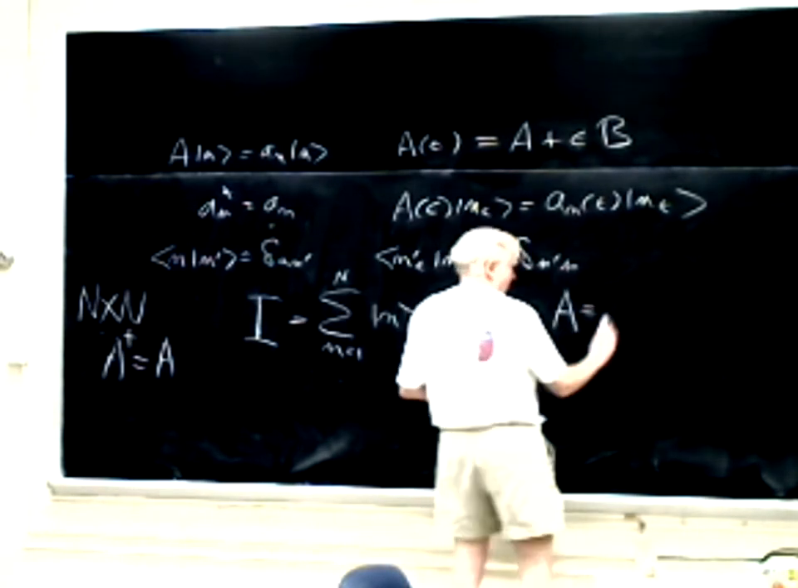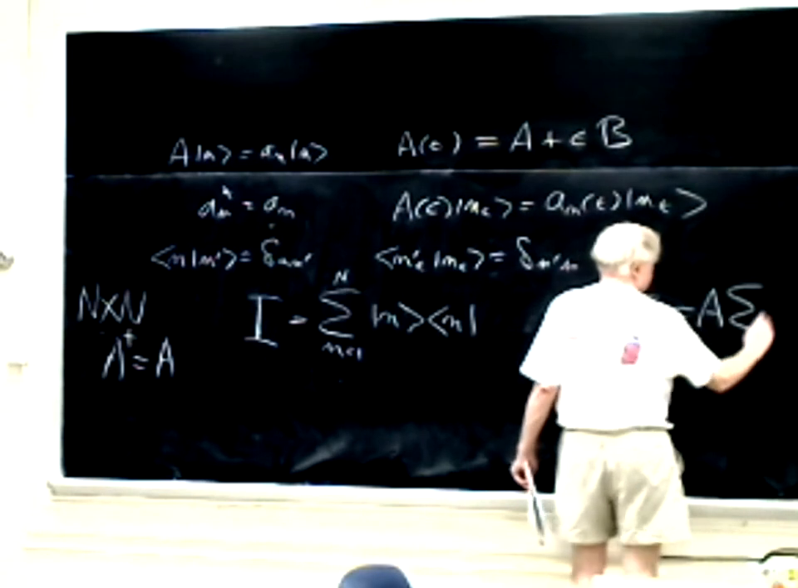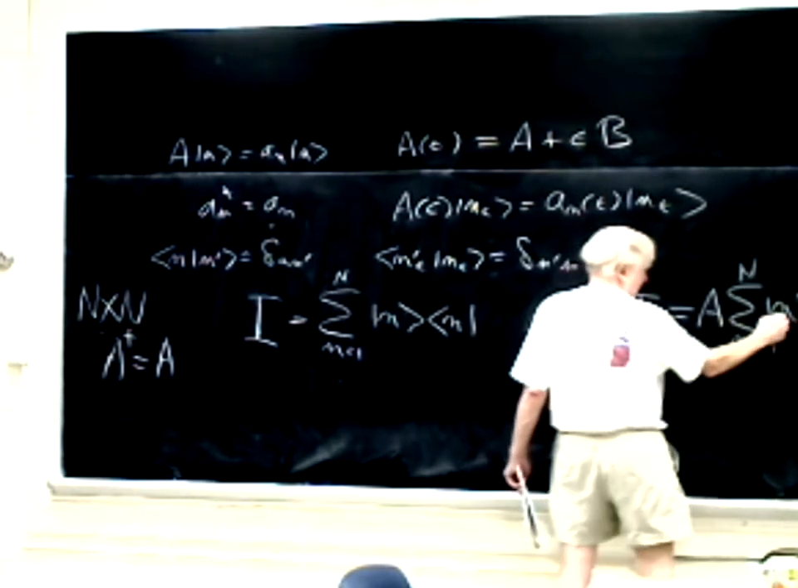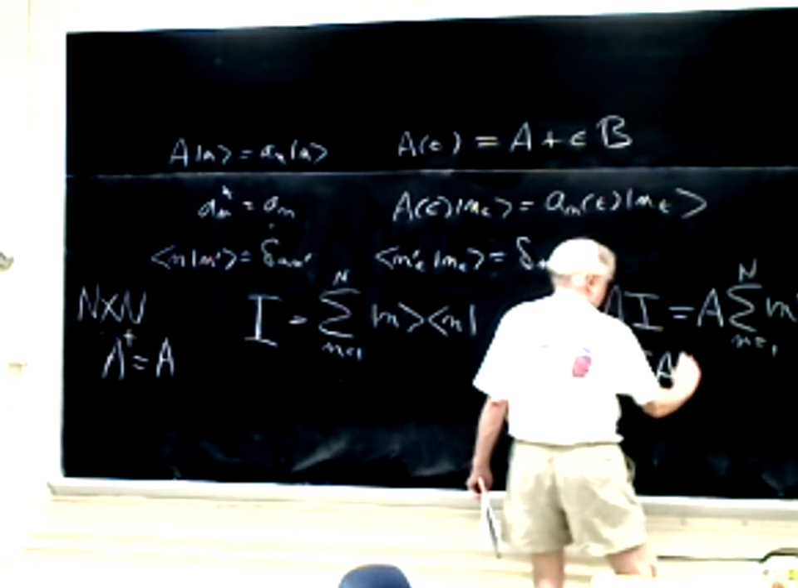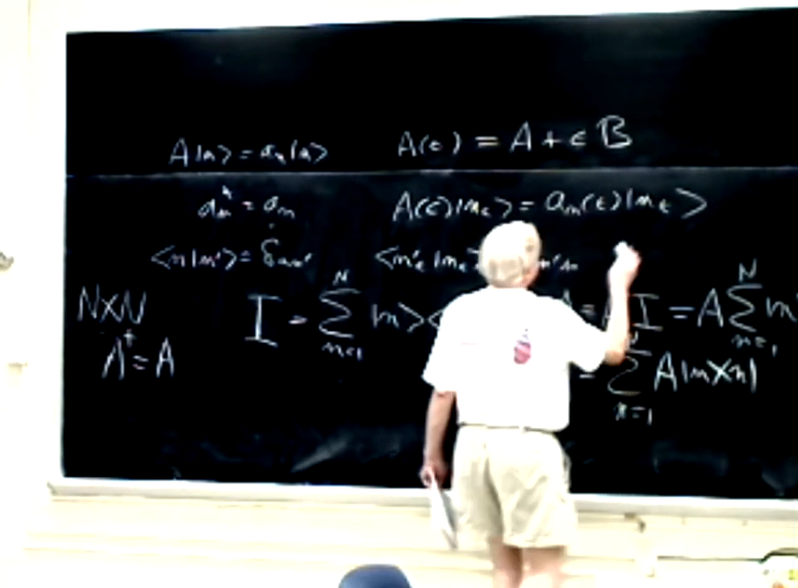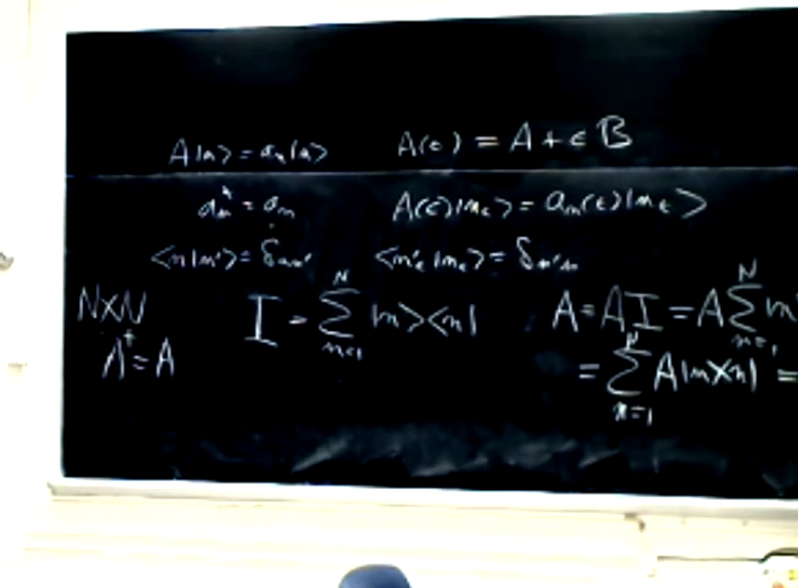because you can multiply A into the identity operator, and that gives you A times the sum from n equals 1 to big N of |n><n|. But A on |n> is A sub n |n>, and so this gives you the sum from n equals 1 to big N of A sub n |n><n|. So this is a way of writing any Hermitian operator A in terms of its complete orthonormal set of eigenvectors and its eigenvalues.